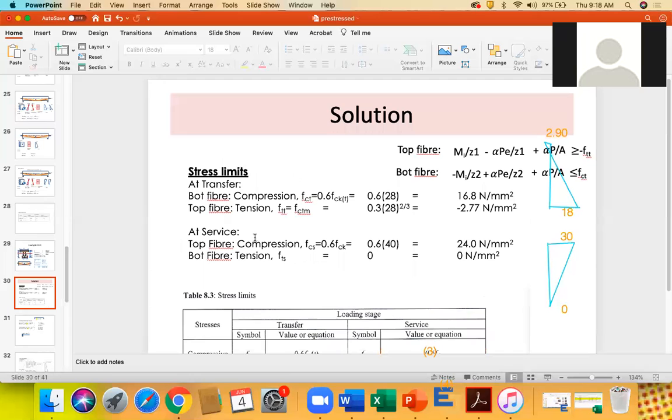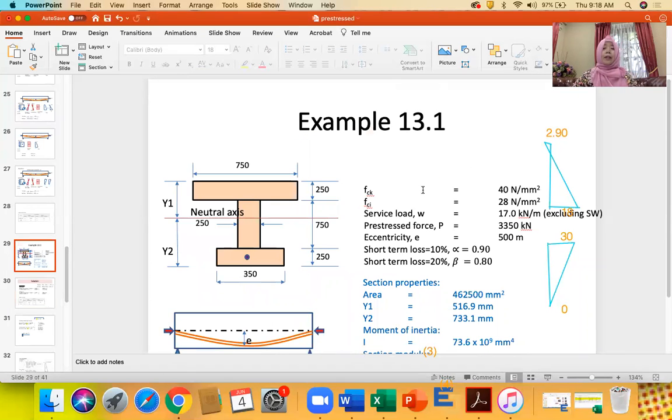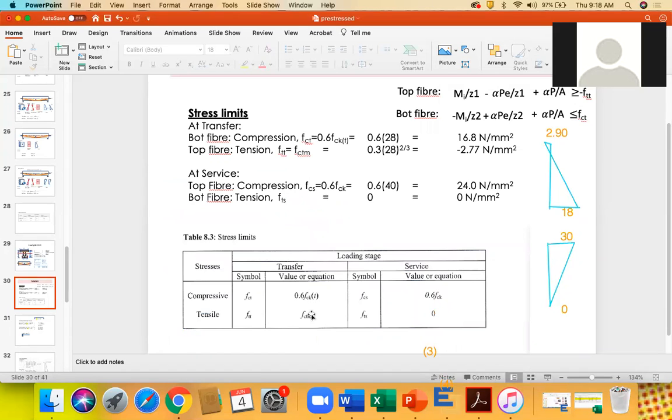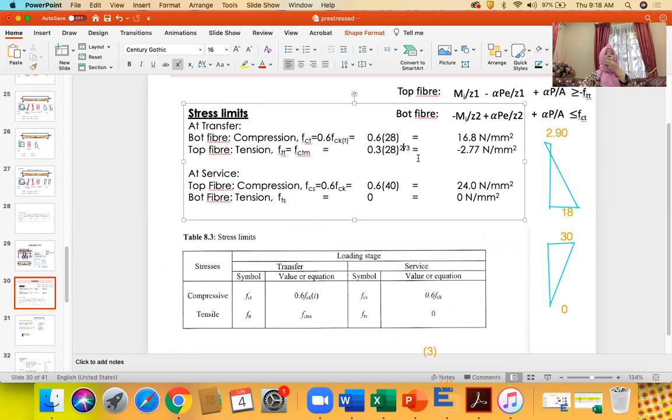Maybe Doctor, you show again example 13.1. Okay, this is 13.1. I think maybe the next slide. Because I forgot. For the stress limit at transfer, the top fiber, the tension part, FTT equals FCTM. Then the example uses the equation 0.3 times FCI to the power 2/3, equal to negative 2.77. Oh, this one. Okay. The other way is we directly obtain the value from the table, because I remember that for this question the concrete grade is 40. If we directly obtain the value, it's 40 and FCTM 3.5. So the value is different. There seem to be two ways, so I'm not sure.